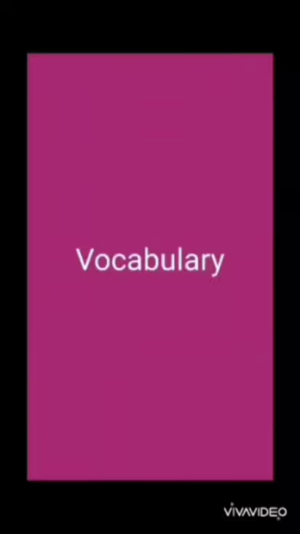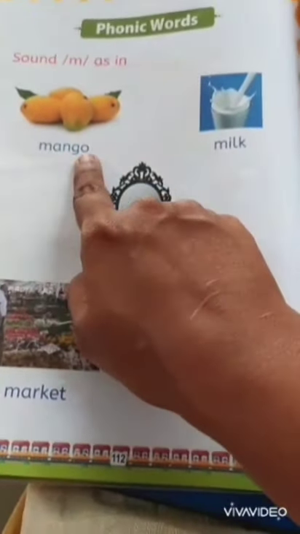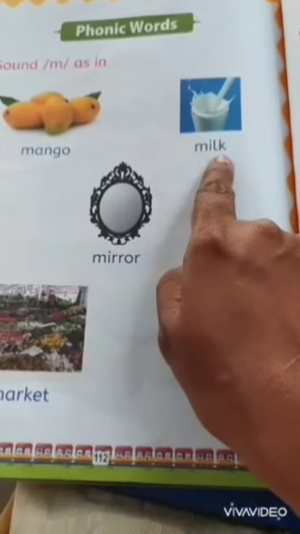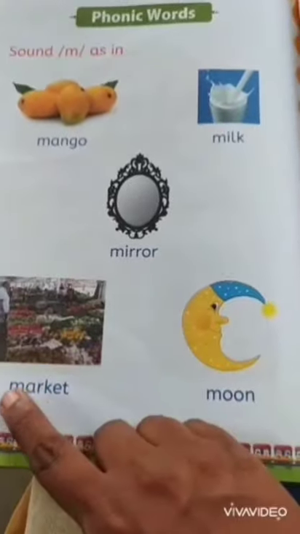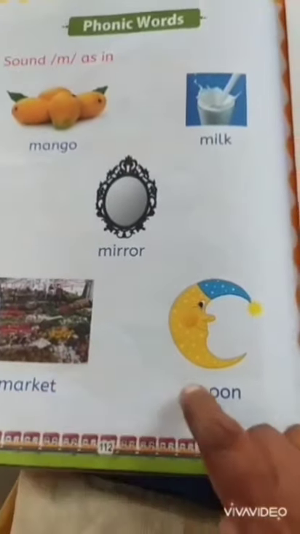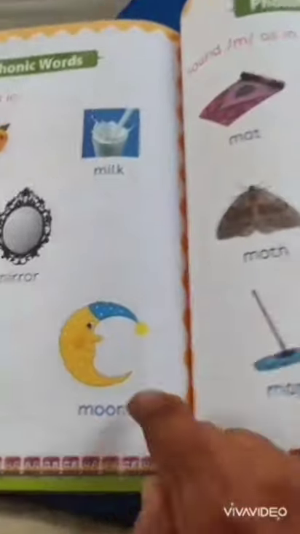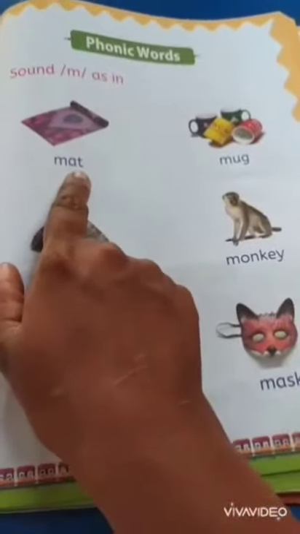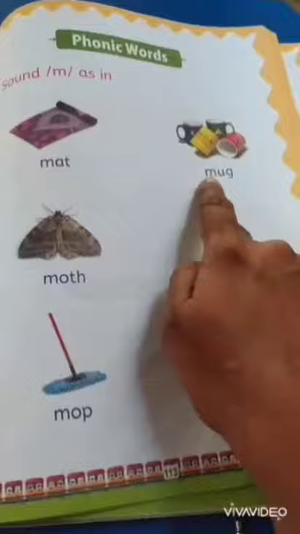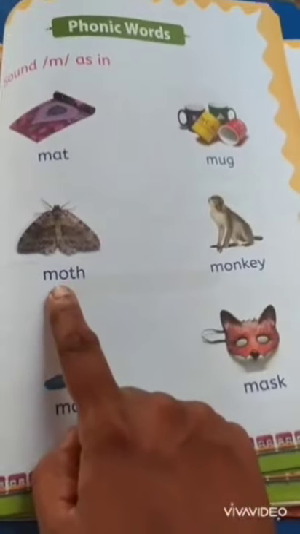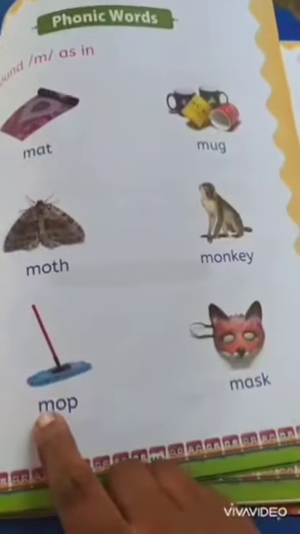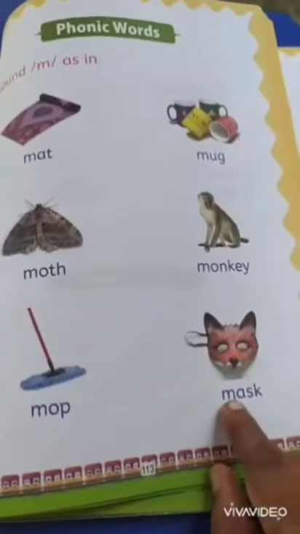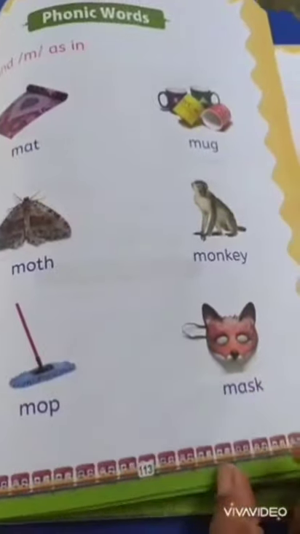Children, let us learn some words. Mango, milk, mirror, market, moon, mat, mug, moth, monkey, mop, mask.